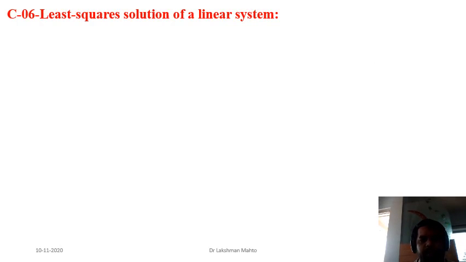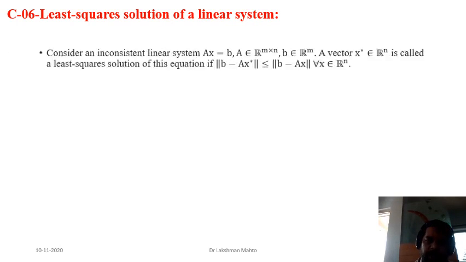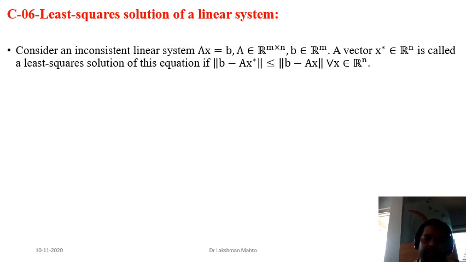Second, third concept, we are calling it the least squares solution of a linear system. Here I will talk about the solution. So consider an inconsistent linear system Ax equal to b, where A is again an m by n matrix, b is an m-dimensional vector, and then a vector x star. We will call it a least squares solution of this system if norm of b minus A x star is less than or equal to norm of b minus A x for every x in R^n. That means it is taking the least value. This one is talking about the projection of b in the column space of A.